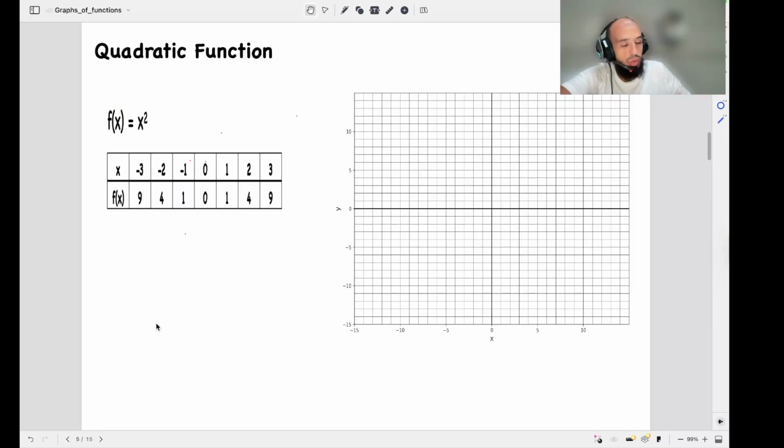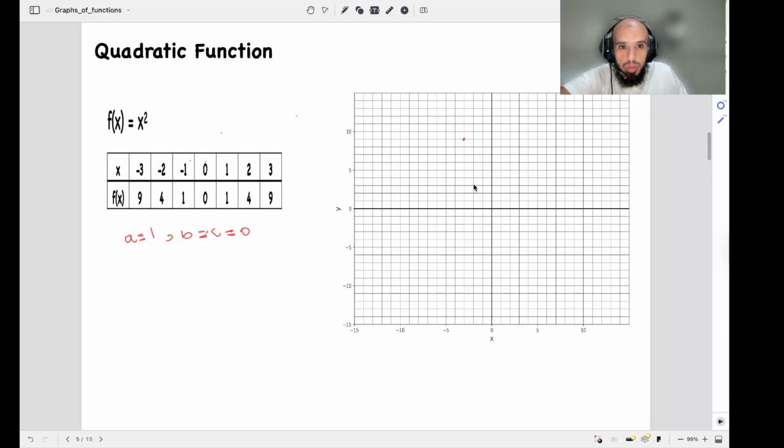Now, the simplest form of the quadratic equation is when a equals 1 and both b and c are equal to 0. So if we look at the table, we are taking a sample of some of the x values. When x is equal to negative 3, y is equal to 9, since y is equal to x squared.